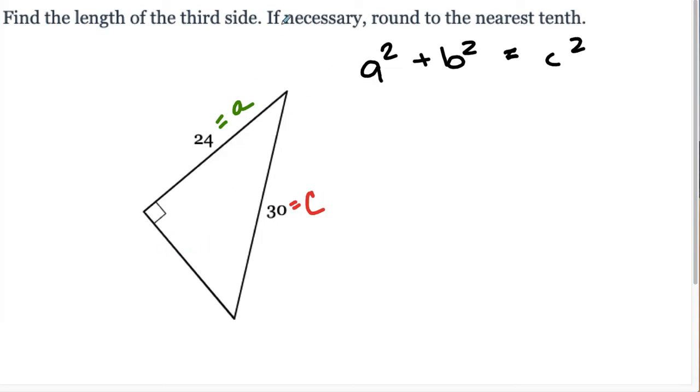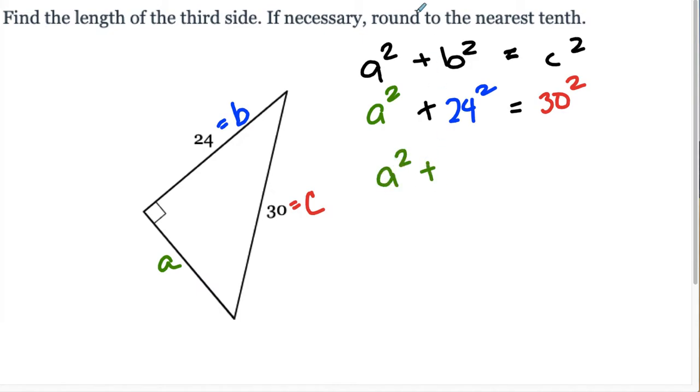Again, same idea. You know what? Let's do B here. I'm going to tell you that it comes out to the same thing. So let's say this is B, and the missing side is A. So we have A squared plus B squared. B is 24, so I'm going to put 24 squared, equals C, which is 30 squared. We're going to evaluate what 24 squared is. You can use a calculator for this part. This is 576, and 30 squared is 900.